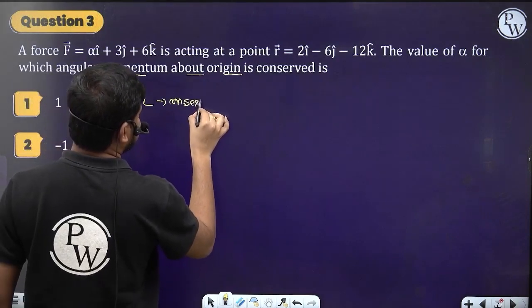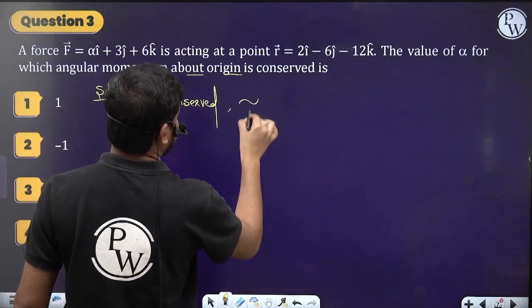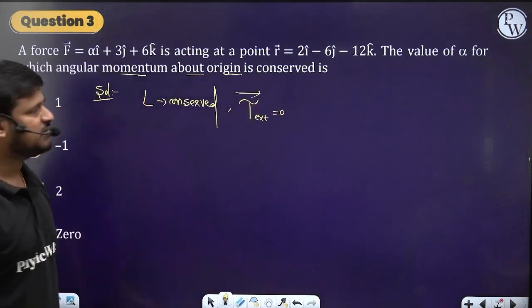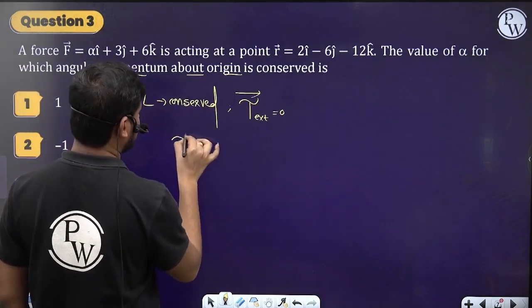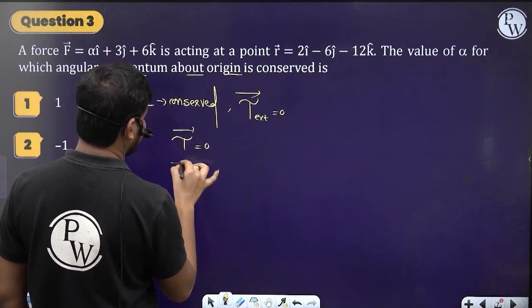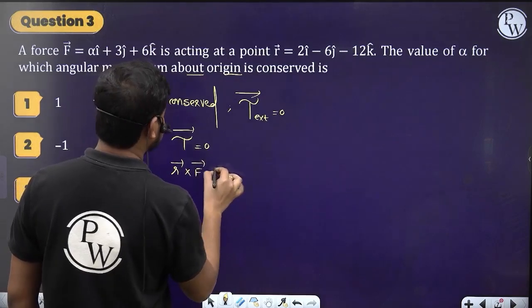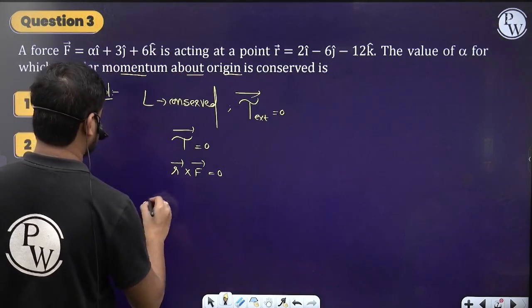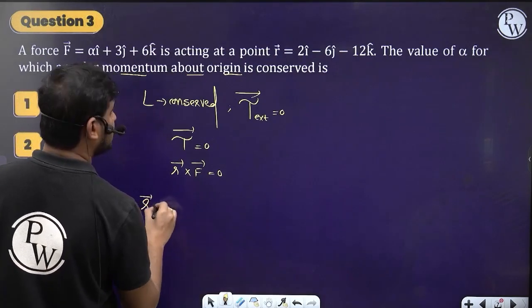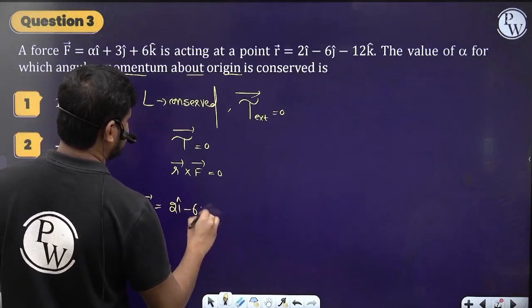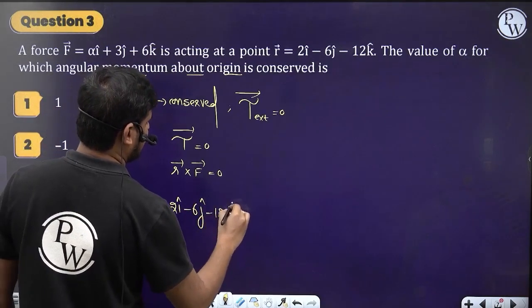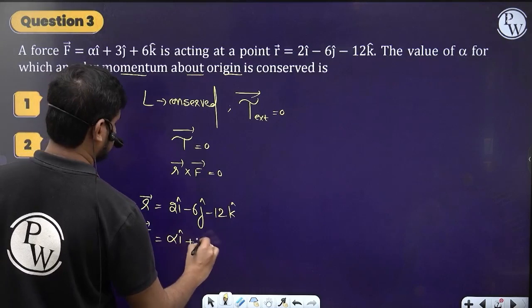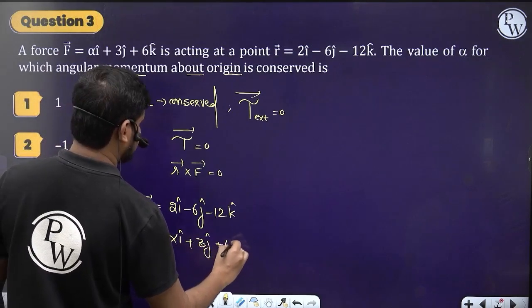If L is conserved, then shall I say the external torque is 0? What does it mean by torque 0? Torque is R cross F, which is 0. Here we have got the R vector and the F vector. So simply make their cross product equal to 0. So what is R vector? The R vector is 2 i cap minus 6 j cap minus 12 k cap, right? And F is alpha i cap plus 3 j cap plus 6 k cap, right?